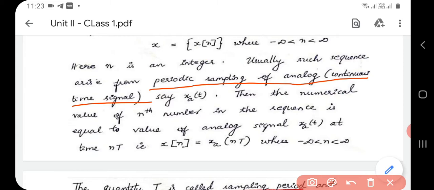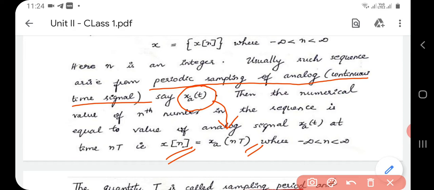Suppose that an analog signal is x_a, where a is the subscript. Now this analog signal x_a(t) is periodically sampled with a sampling period capital T. Periodic sampling means it's just the splitting up of a signal at regular intervals of time. So if we have an analog signal x_a(t) and we are sampling it at a sampling period T, we will get a discrete sequence, say x, and x[n] actually stands for the nth number in the discrete sequence.